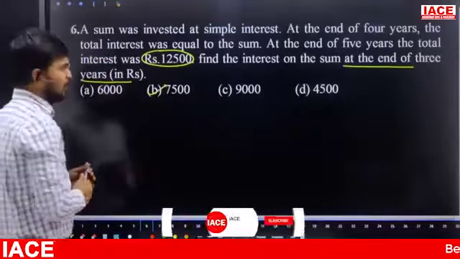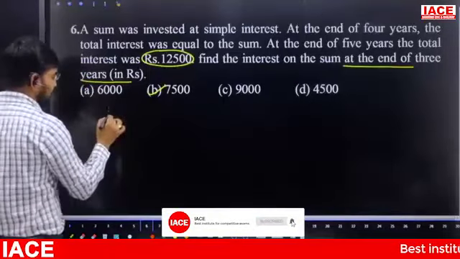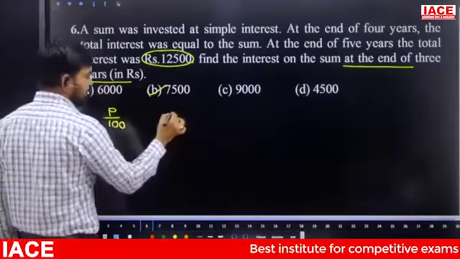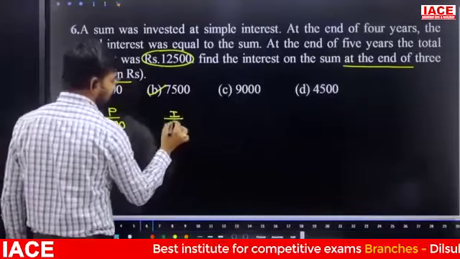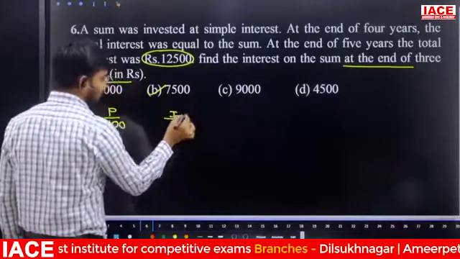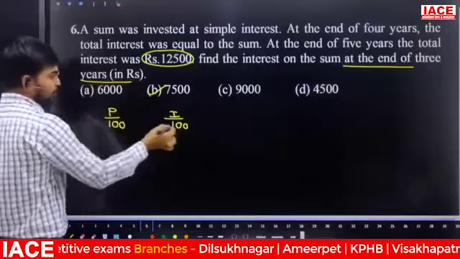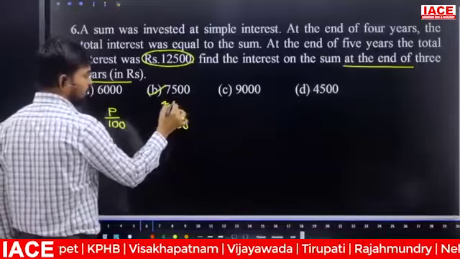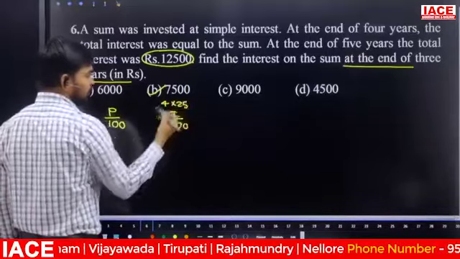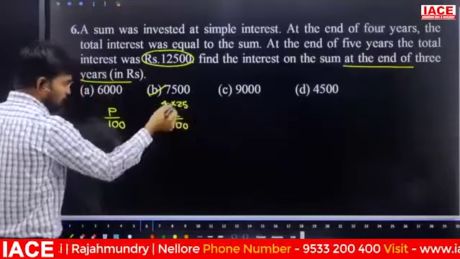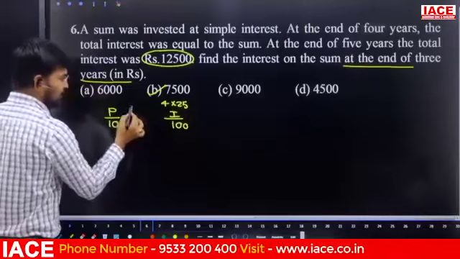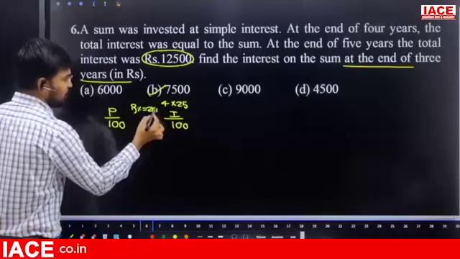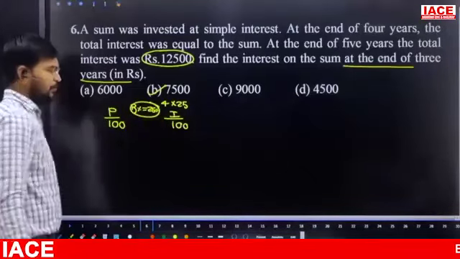Once again I will explain, don't worry. Here the principal I don't know, so I assume it as 100. After 4 years, interest is also 100 rupees. They said that after 4 years the interest will be equivalent to the sum. In 4 years, interest is 100, therefore every year the interest is 25 rupees. 25 rupees on 100 rupees, therefore the rate of interest is 25%. Yes?